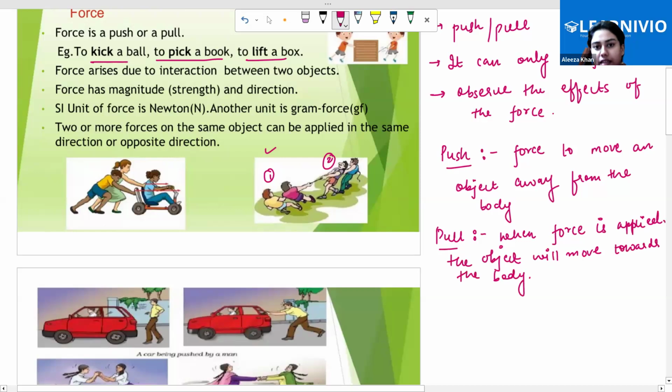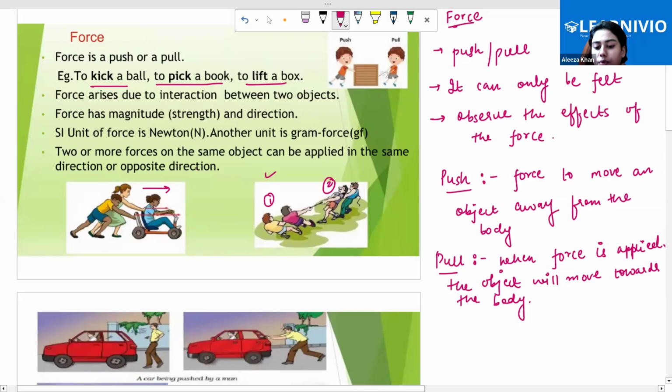In this image, if you can observe, two people are applying force in the same direction, let's say right. So it will move right at a faster rate because two people are applying force onto one person. The force will be more to the right side. Got it?